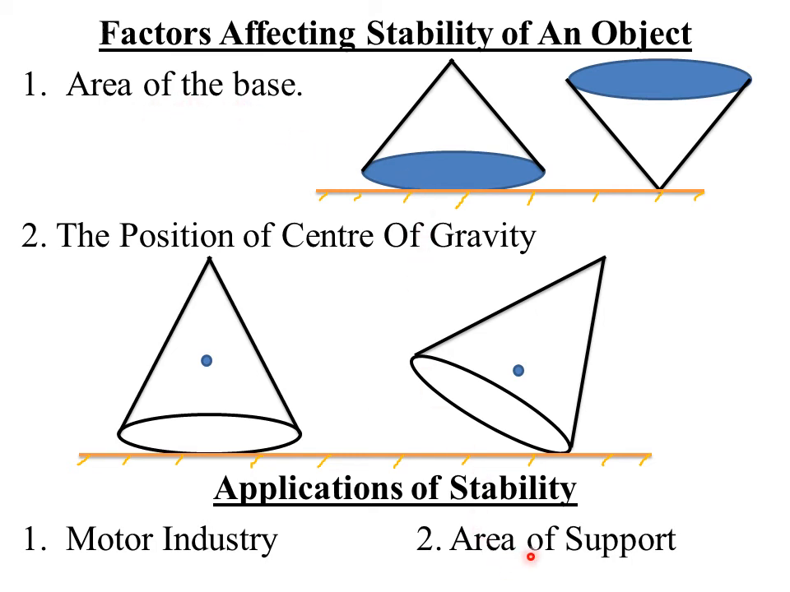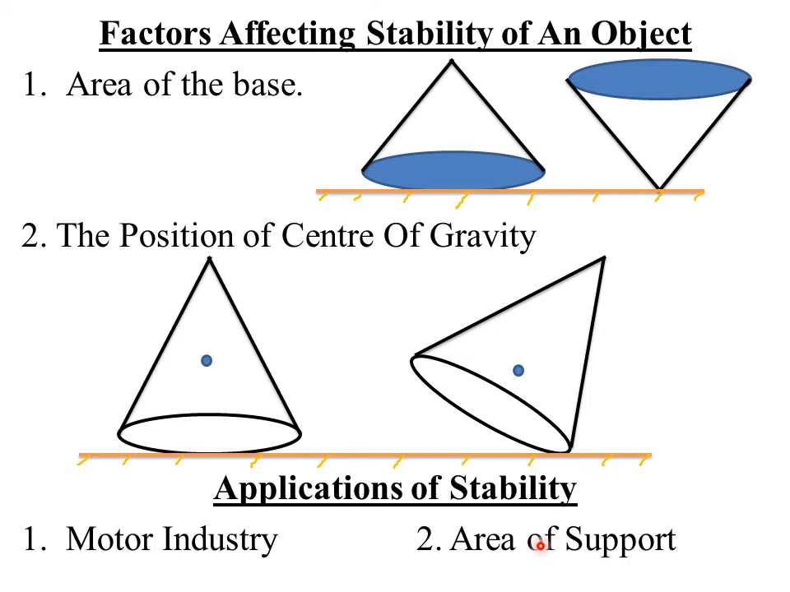Also, when you are spreading out your legs, it means you are reducing your height, thereby reducing your position of center of gravity. And the lower the position of center of gravity, the more stable you will be. So to alight from a moving bus, a person has to spread out his legs to increase the area of support. So this also helps in lowering the position of center of gravity, thereby increasing stability.